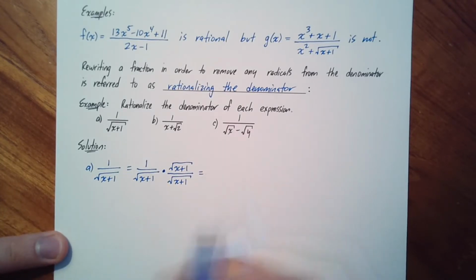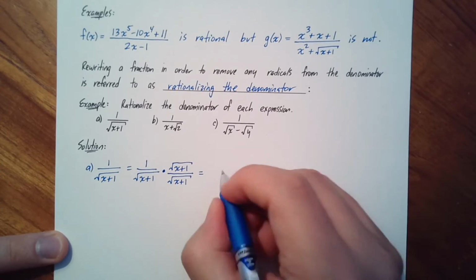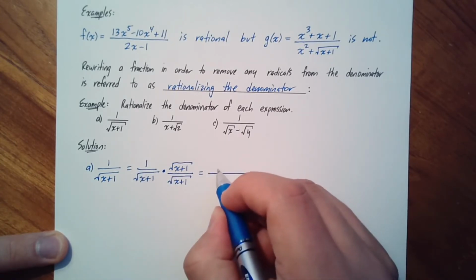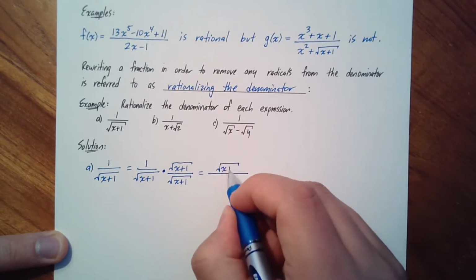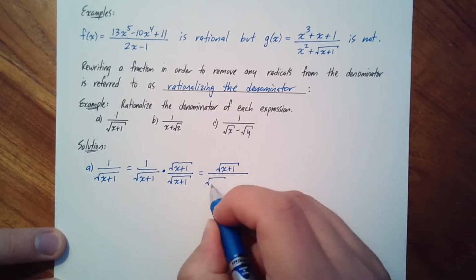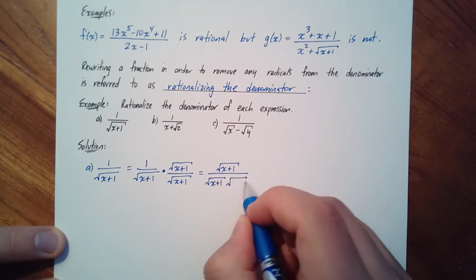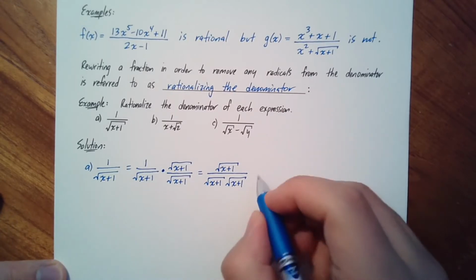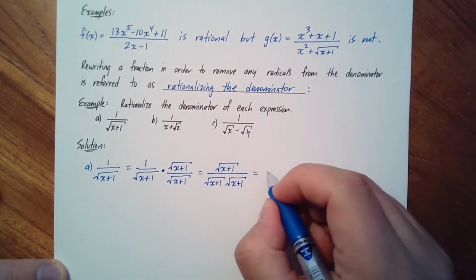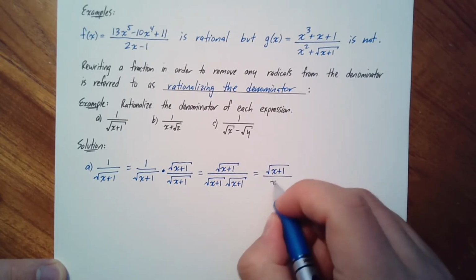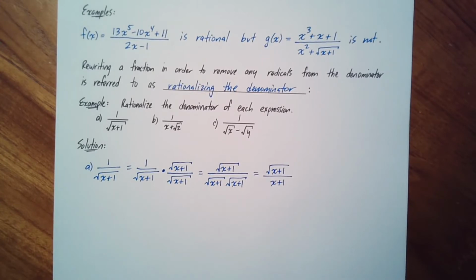Well, how do I multiply fractions? I just multiply the two numerators. So 1 times the square root of x plus 1 is going to give me just the square root of x plus 1. Now what about the denominator? To get the denominator, I just multiply these two denominators. So I'll just have the square root of x plus 1 times the square root of x plus 1. So actually, this is just going to turn into the square root of x plus 1 divided by x plus 1. So why did that work?